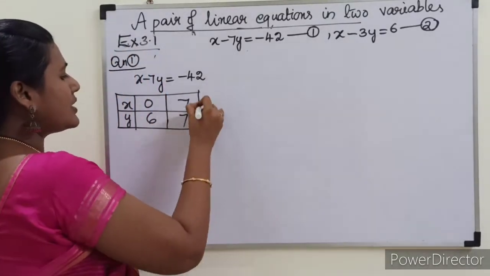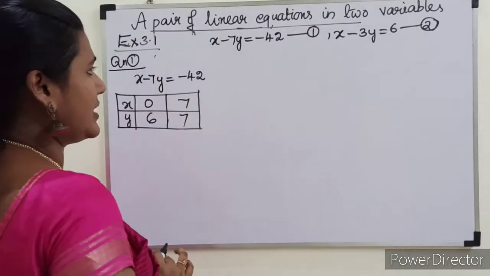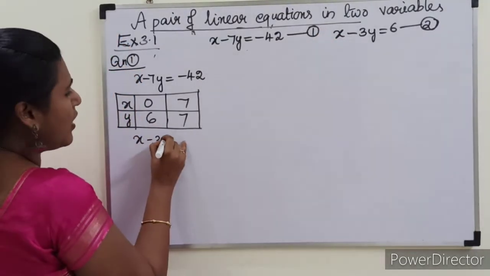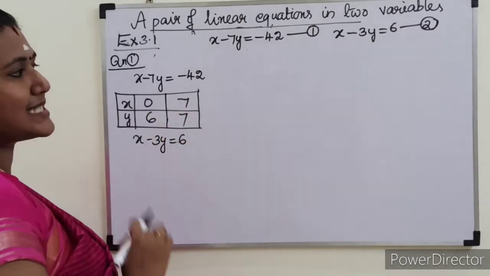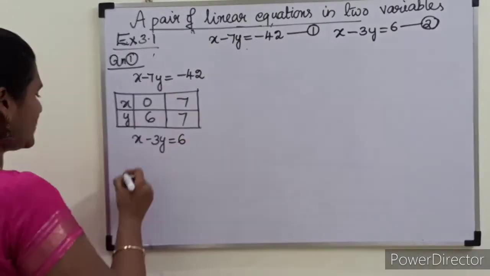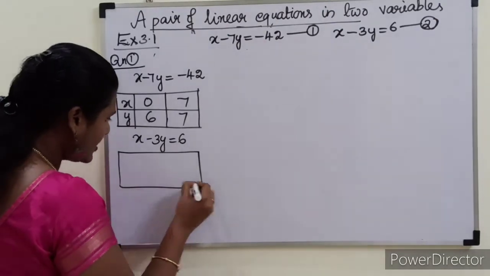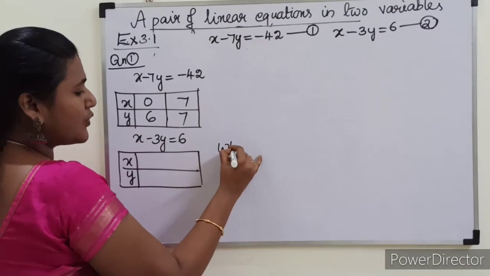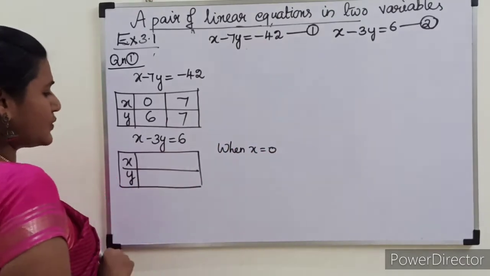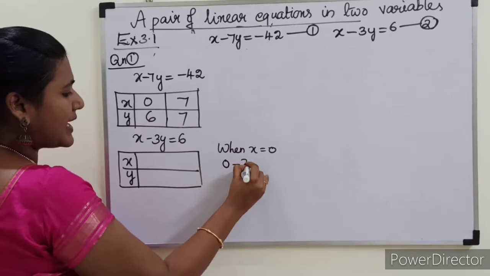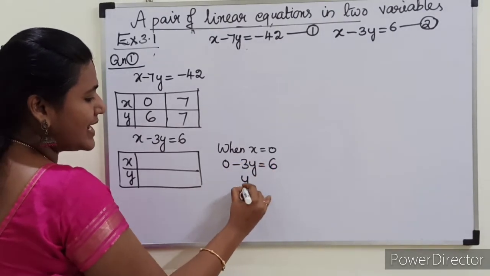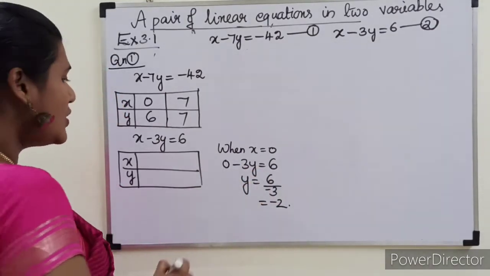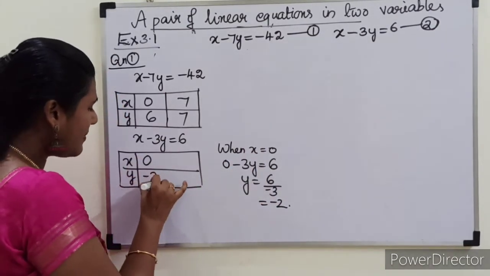Now we will find two solutions of the second equation. The second equation is x minus 3y is equal to 6. When x is equal to 0, if you substitute x is equal to 0, then you will get 0 minus 3y is equal to 6. So y is equal to 6 by minus 3, that is, the y value will be minus 2. So we got one solution, 0 comma minus 2.